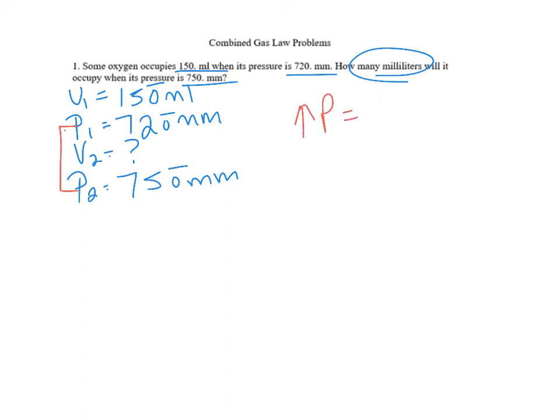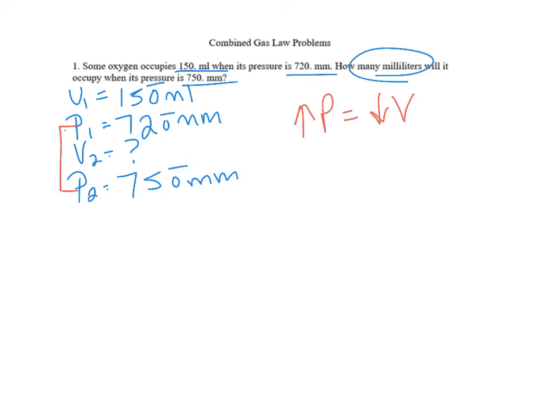And we said V and P are always the opposite. If you squeeze more on the outside of the balloon, you're going to squish it into a smaller space. So if pressure goes up, volume goes down. So we would expect V2 to be something less than that 150 milliliters of V1. So we would expect V2 to be a smaller number.